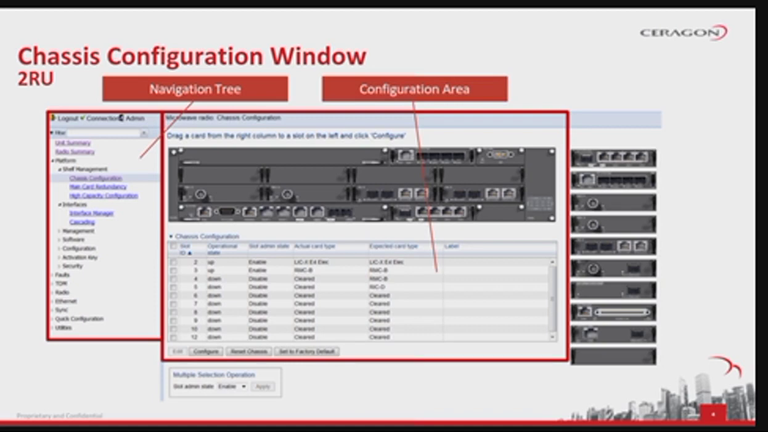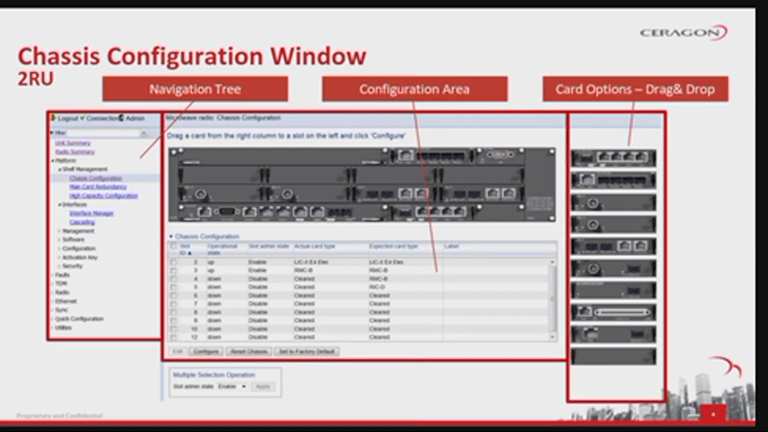To the right side, you can see drag and drop menu, where users can drag cards from and place them in the right slot on the middle configuration area. For example, if you want to configure the first card on the right side, which is a gigabit line interface card, you drag and drop it into the correct slot of the middle view.